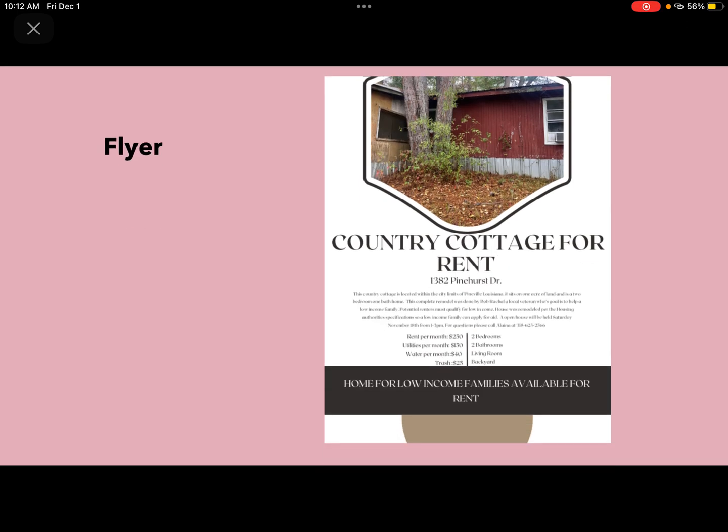This was a flyer that I constructed and hung up at Tamping Grind and Hidden Grounds. So it's a 2-bedroom, 1-bath home on an acre of land.